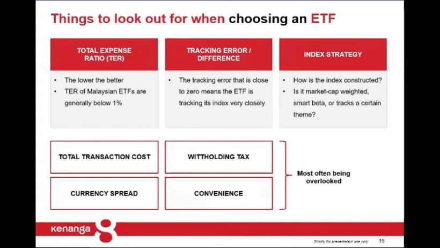And then, of course, you've got the total expense ratio, which, if you know from investing in unit trusts, is the total expenses of the ETF versus the net asset value. And as we all know, the lower the total expense ratio, the more efficient the fund manager and the fund house is in running the ETF. And as a result of that, efficiency will translate to various factors such as growth in net asset value as well. So the lower the total expense ratio, the more efficient the ETF. And finally, we look at things like index strategy.